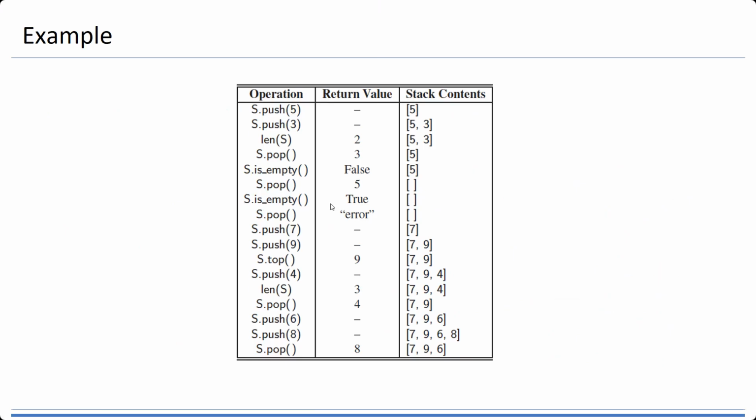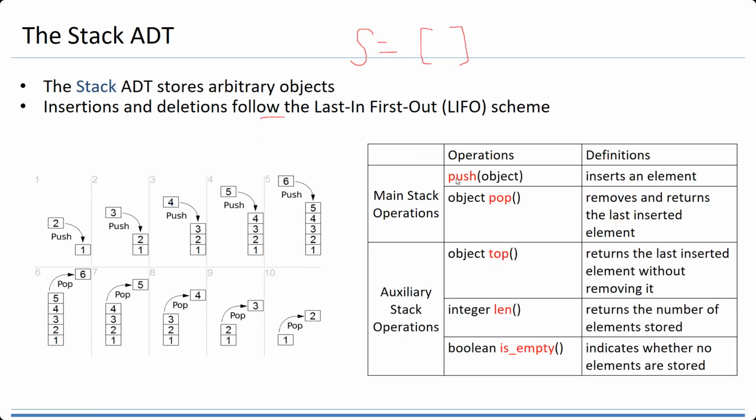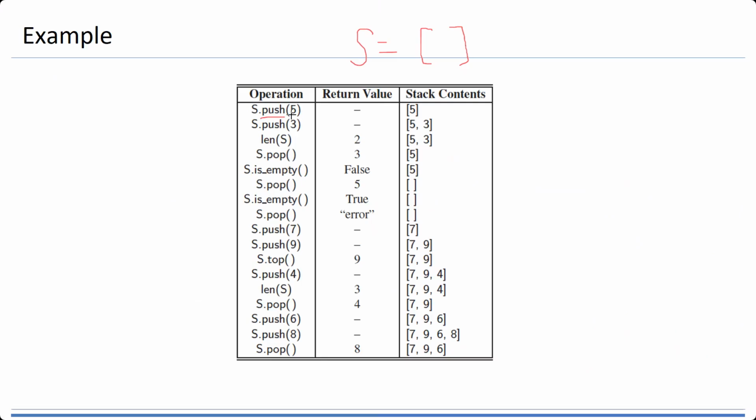Now let's see with the example. I have S. Let's suppose I'm using this for this example. So S is an empty list. Now I'm going to push. So what is push? Based on this definition, push an object. It means I'm going to insert an element. Then I'm going to put 5 into this list.